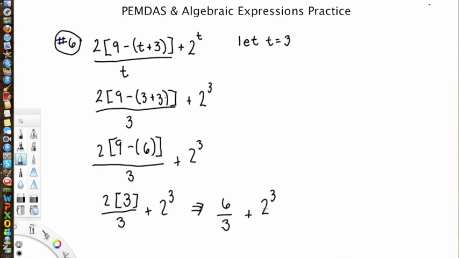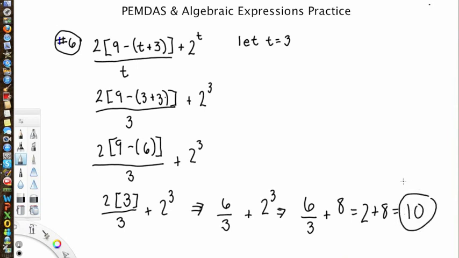Next comes exponents, and I have 2 to the 3rd power. And 2 to the 3rd power would be 2 times 2 times 2, which is 8. So I have 6/3 plus 8. Okay, and now I have 6/3, which is really a division problem. We're getting close here. 6 divided by 3 is 2, plus 8, and our last operation is 10. And we did it. Okay, you try some on your own and have fun.